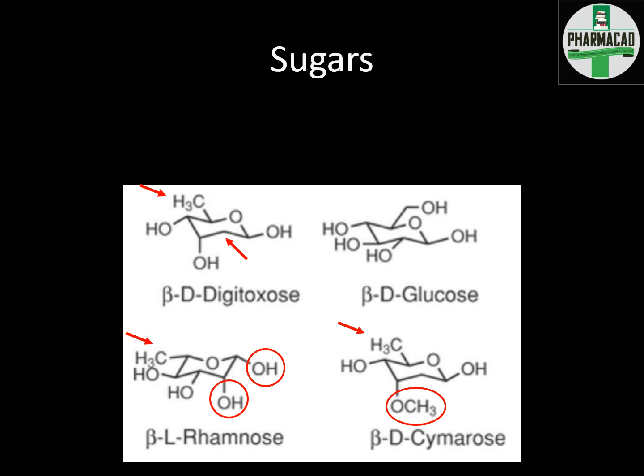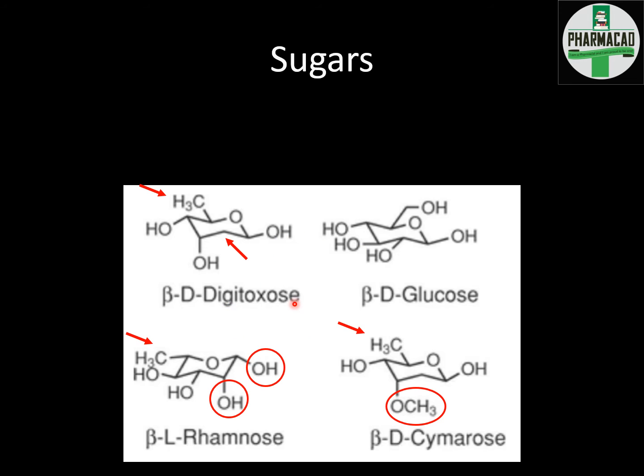In the sugar part, we have 4 sugars. Taking the example of glucose, its structure we all know, the basic structure: 6 carbons, where there is one CH2OH outside the ring structure. If you see other sugars, that is digitoxose, rhamnose and cymarose, all these three contain CH3 instead of CH2OH like in glucose.